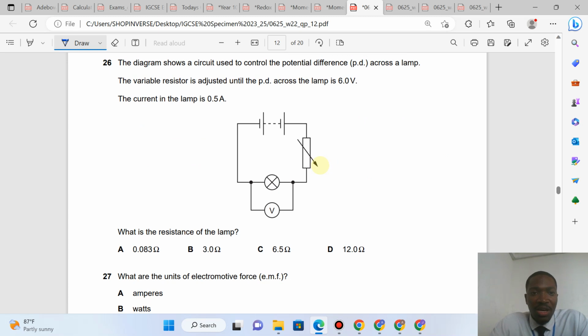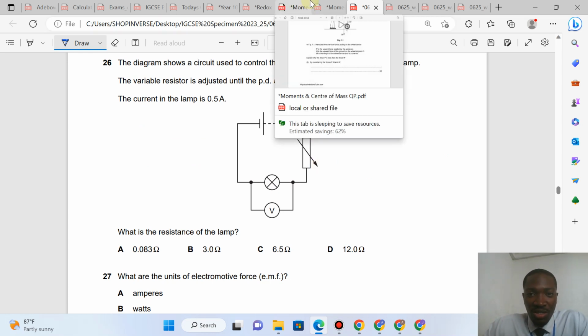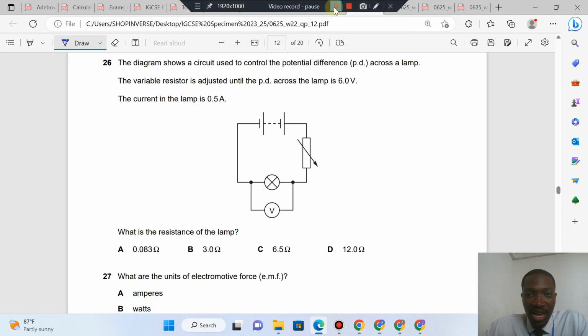Question 26. In question 26, the diagram shows a circuit used to control the potential difference across a lamp. The variable resistor is adjusted until the potential difference across the lamp is.